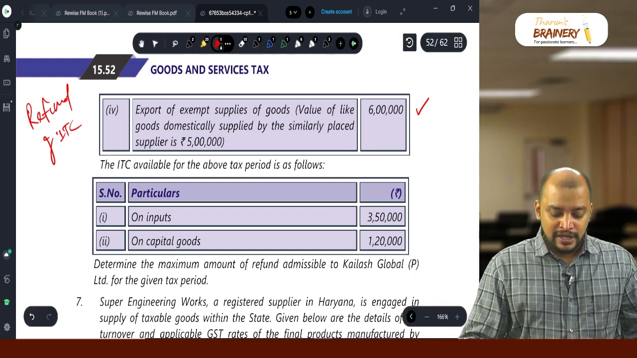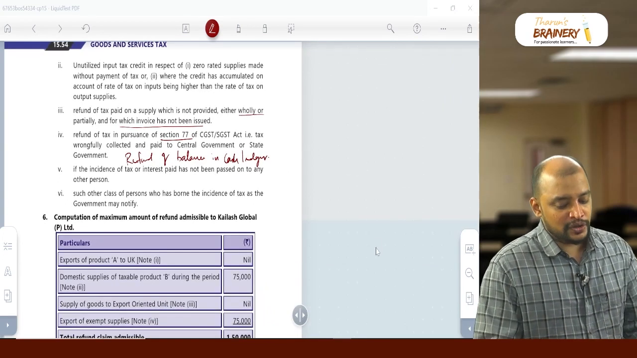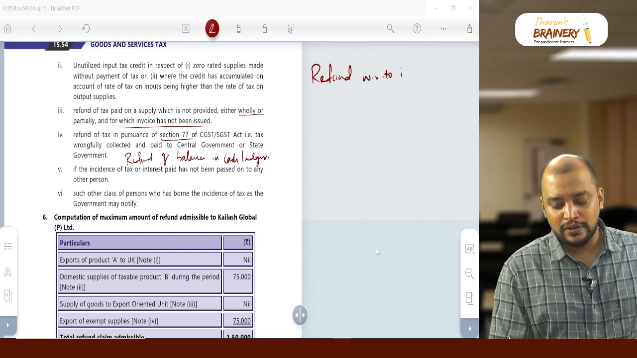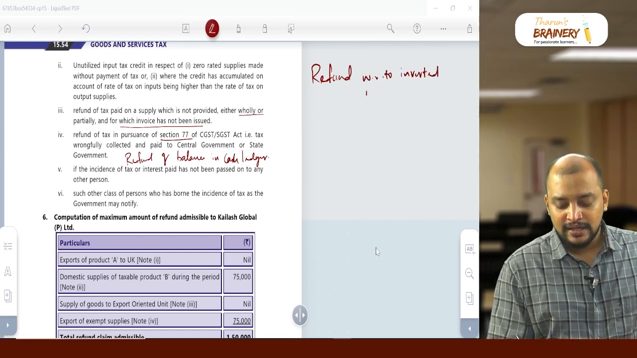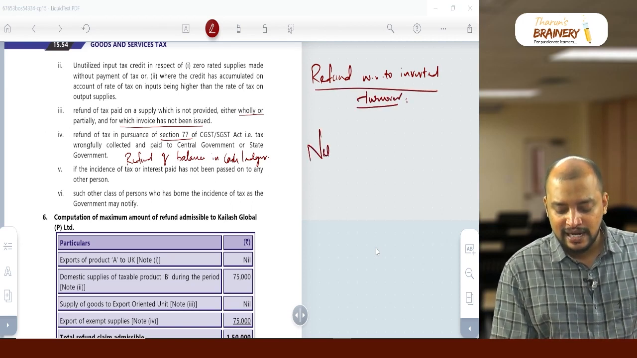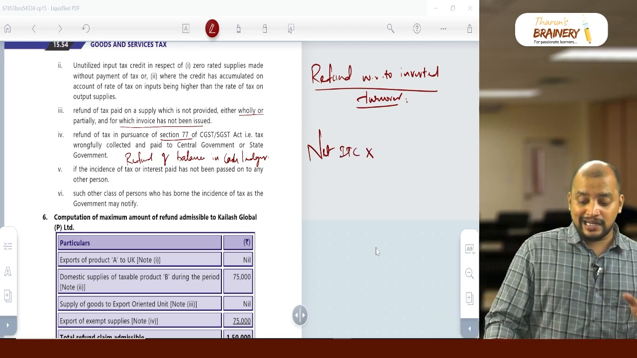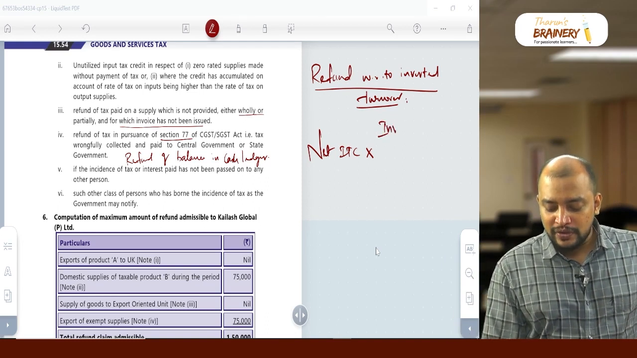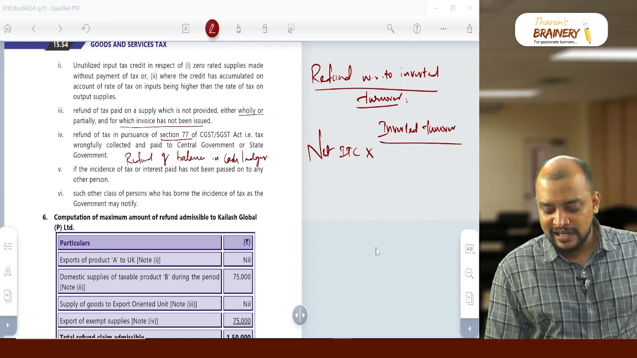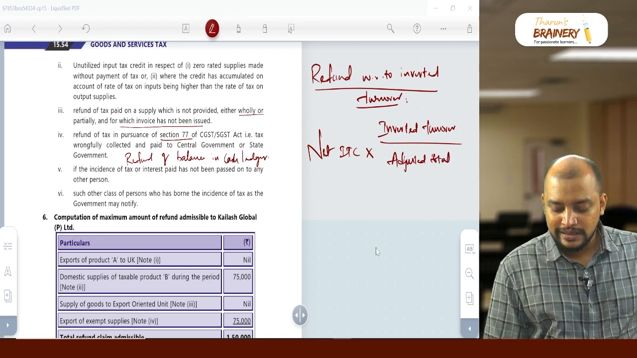Anyway, you can calculate. So how to calculate the refund on account of inverted turnover? Refund with respect to inverted turnover. How to compute that refund? First, net ITC we need to take, but only with respect to inputs. Net ITC into inverted turnover divided by adjusted total turnover.